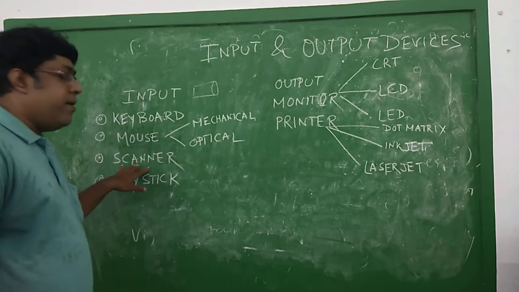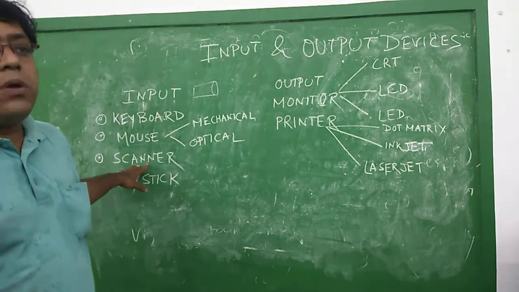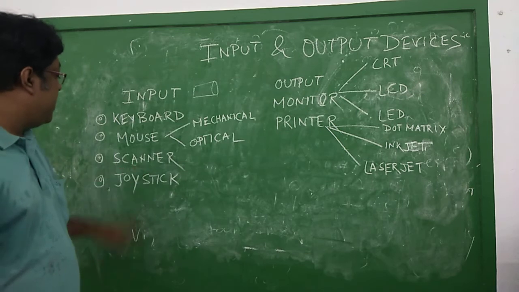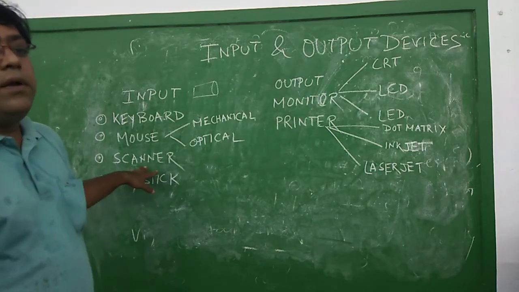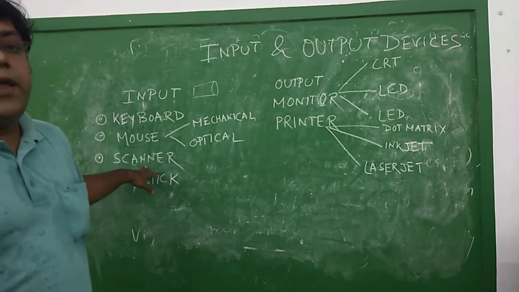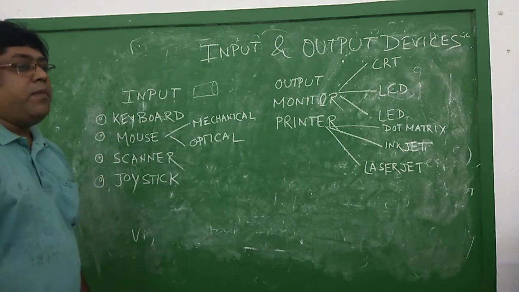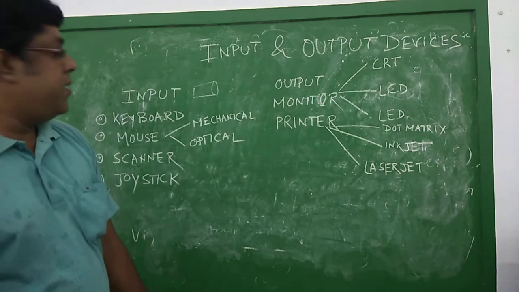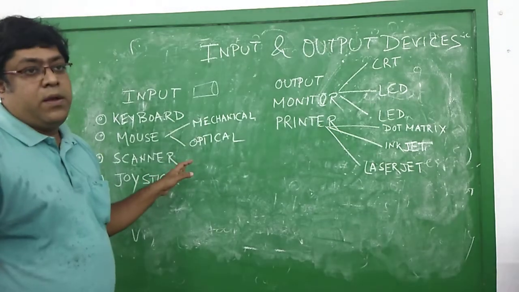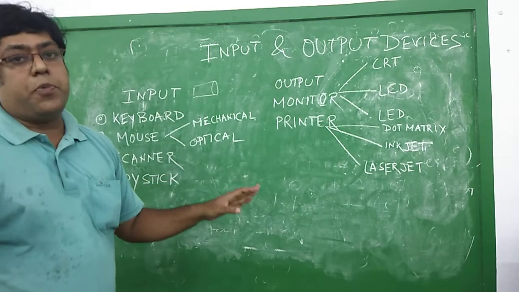Next one is the scanner. Scanner is also an optical device. It scans the different types of printing material, handwriting, images, etc. It actually converts hard copy to soft copy.